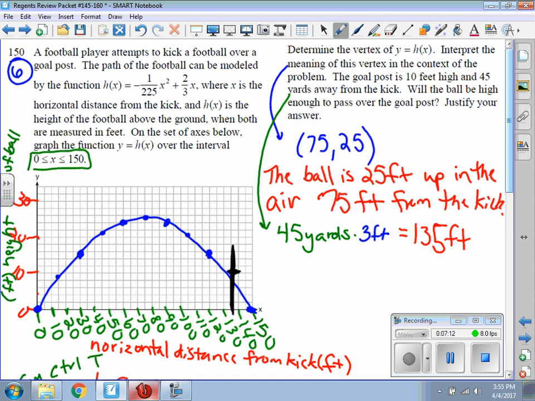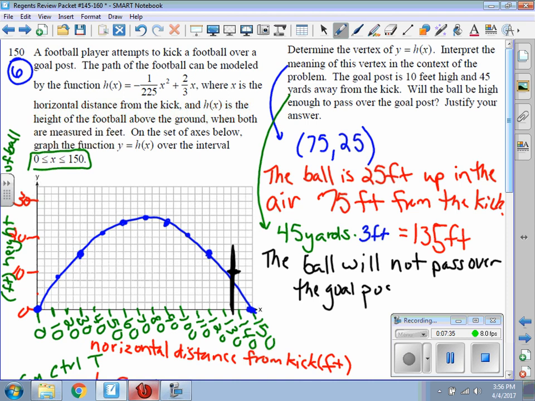So did the ball make it over? No. So we need to answer the question. Will the ball be high enough to pass over the goalpost? The ball will not pass over the goalpost. Justify your answer. You have to say a little more. You have to say why.